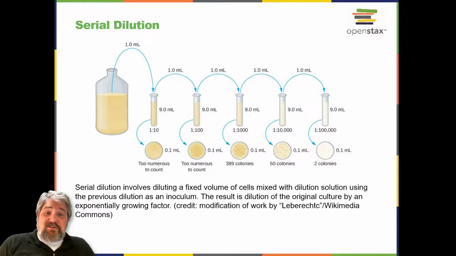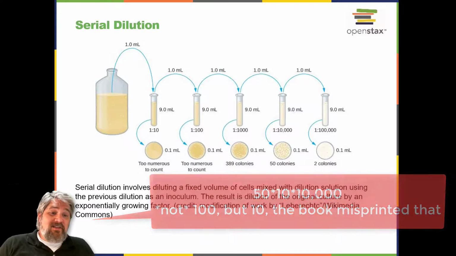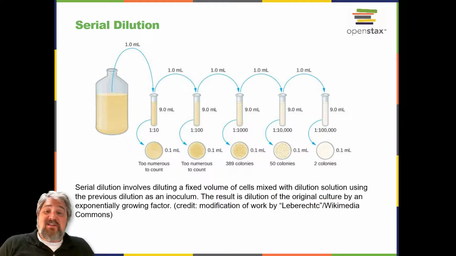The dilution factor is used to calculate the number of cells in the original cell culture. In our example, an average of 50 colonies was counted on the plates obtained from the 1 in 10,000 dilution. Because only 0.1 ml of suspension was pipetted onto the plate, the multiplier required to reconstitute the original concentration is 10 times 10,000. The number of CFUs per ml is equal to 50 times 10 times 10,000. The number of bacteria in the culture is estimated as 5 million cells per milliliter, or CFUs per ml.